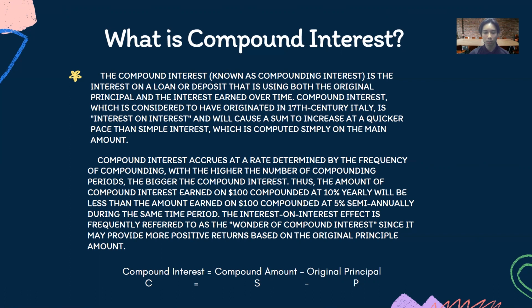So the compound interest is equal to the compound amount minus the original principal, like S minus P.